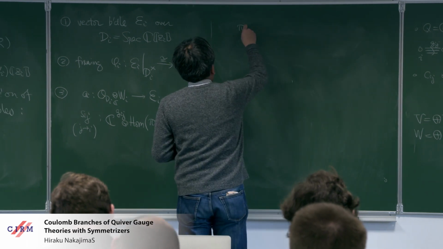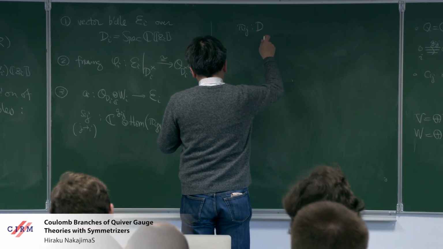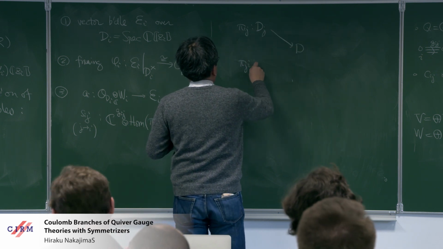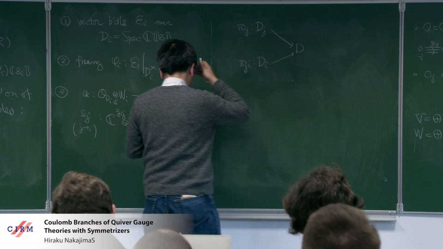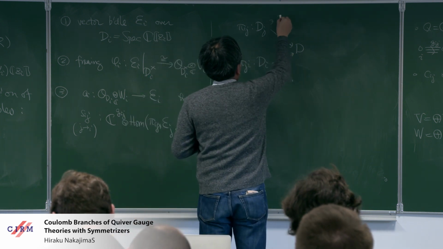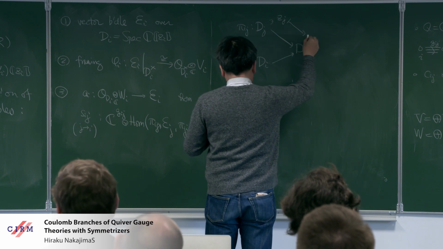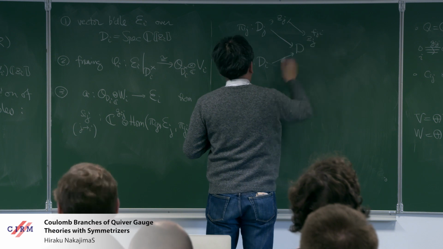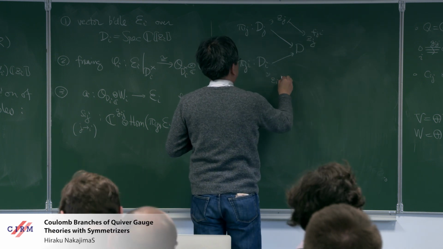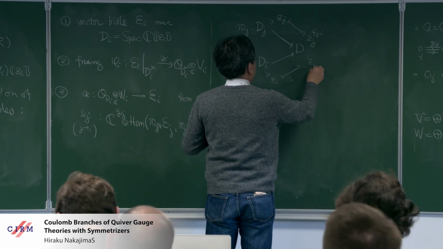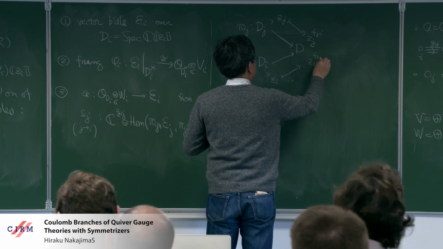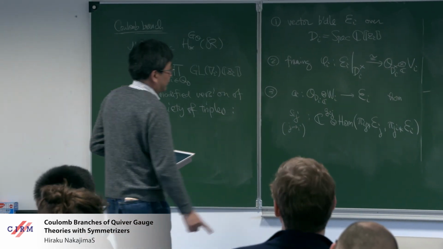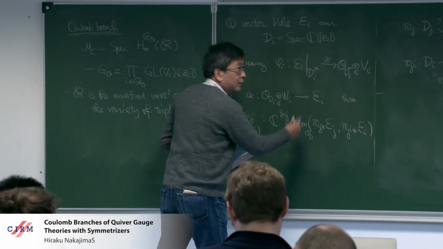So pi_ij is a map from D_j to D, and pi_ji is a map from D_i to D. I map D_j to D by the power f_ji, and D_i to D by f_ij. And this is the homomorphism over the formal disk.